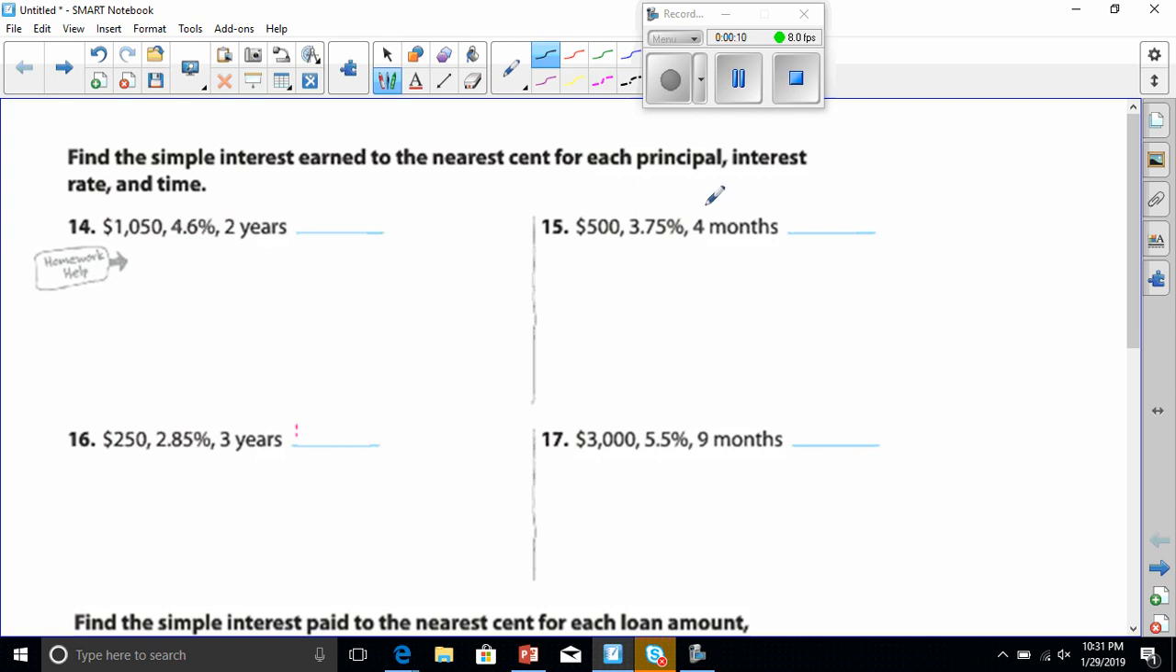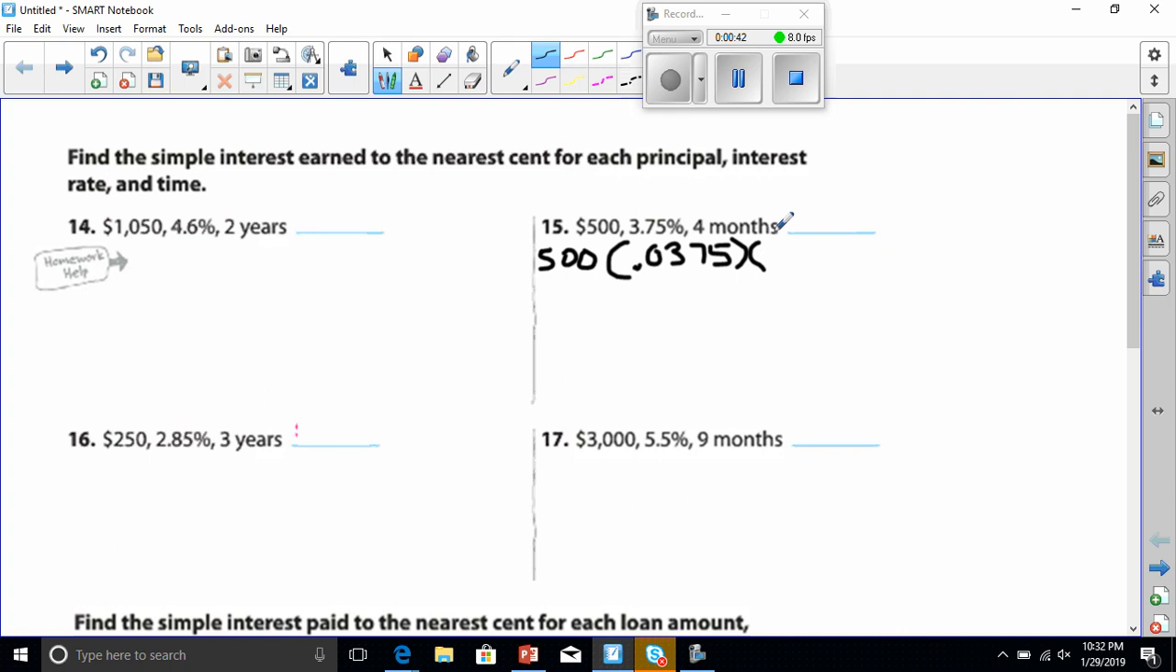Much like when we did regular interest, all we're going to do is move our decimal over 2 spots. So this 3.75 becomes 0.0375. The 500 stays the same. We're multiplying it, so this is going to be times this. We're also going to multiply all this to 4 months.